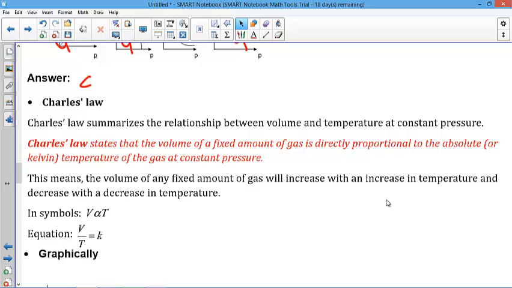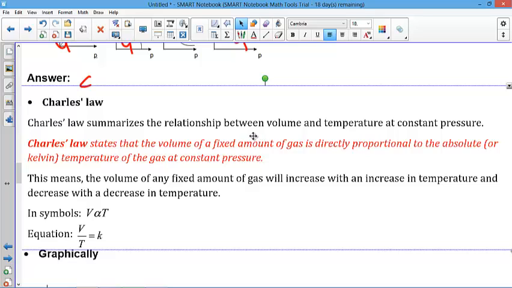We have talked about the relationship between pressure and volume, but now you can ask yourself again a question as to whether there is a relationship between volume and temperature. Well, there is. Charles' law summarizes the relationship between volume and temperature at constant pressure. Charles' law states that the volume of a fixed amount of gas is directly proportional to the absolute or Kelvin temperature of the gas at constant pressure.